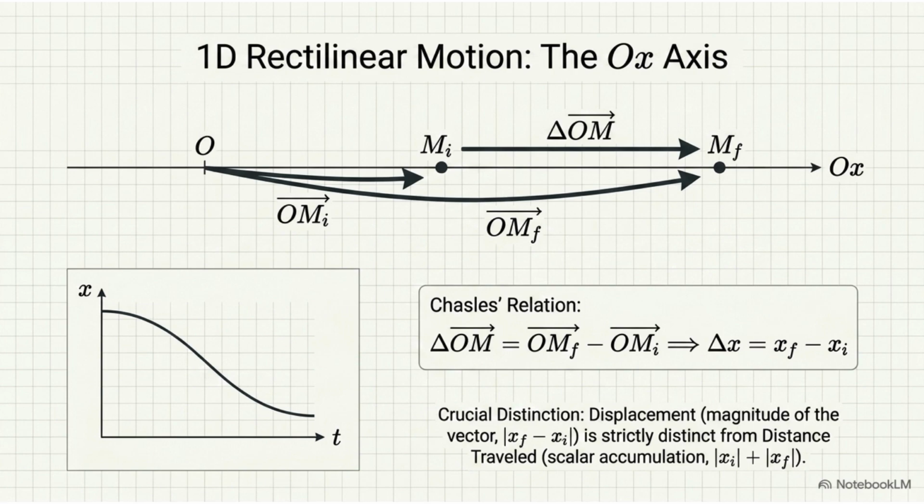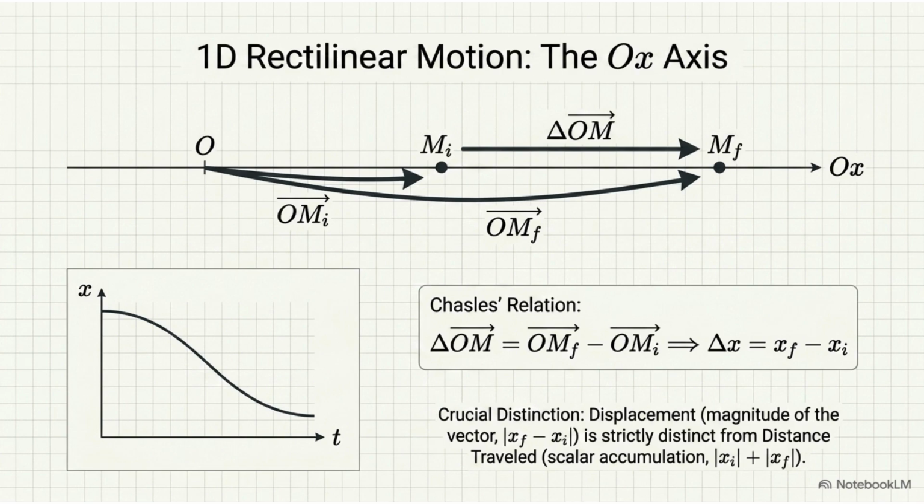We now consider the simplest possible motion in physics. This type of motion is called one-dimensional rectilinear motion. As the name suggests, the particle moves along a single straight line. That straight line is represented by the x-axis. Because the motion occurs in only one dimension, we no longer need three coordinates. A single coordinate, x, is sufficient to describe the particle's position. At any instant, the particle occupies a point located at coordinate x.